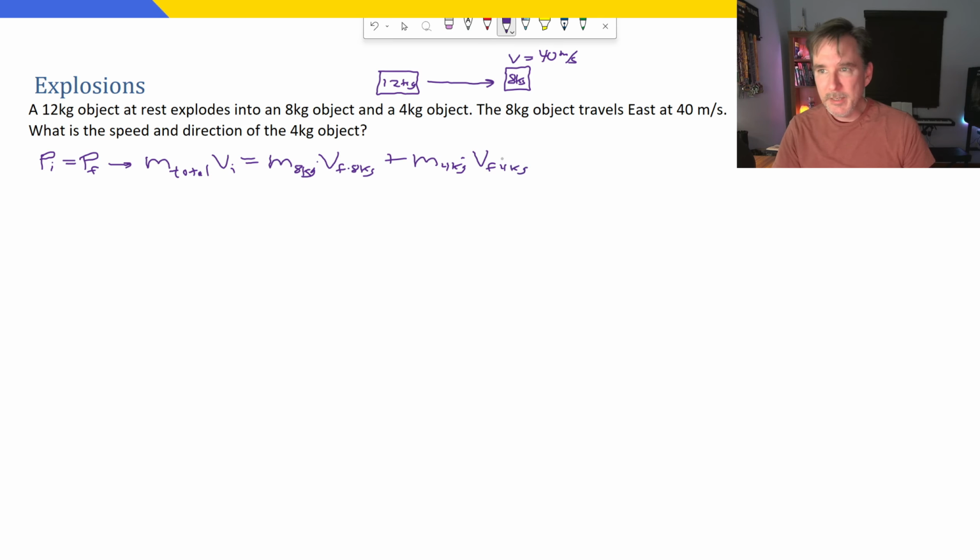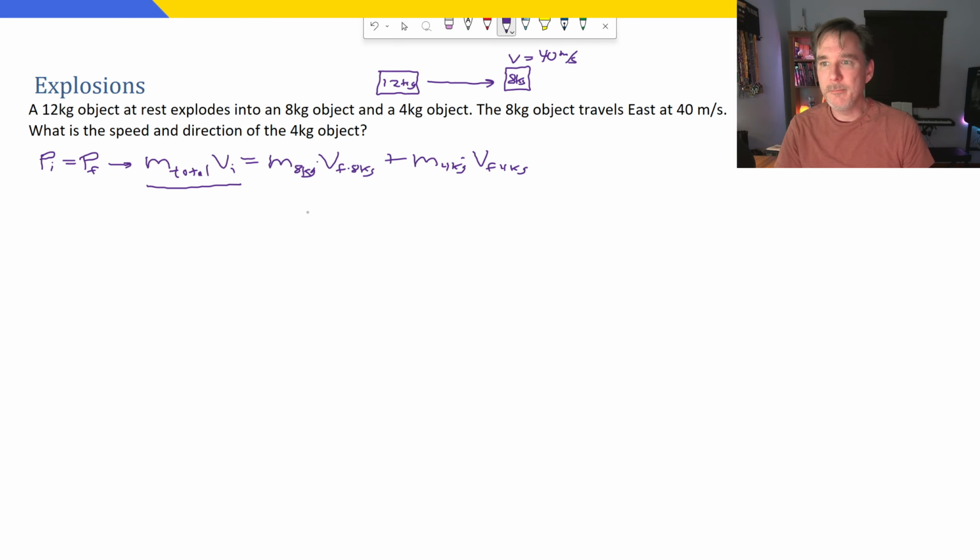Okay, so you see what I did there? I set it up so our starting momentum is the total mass times the initial velocity. It's going to be zero. And then I set that equal to, at the end, where it is broken up into two pieces. It's got its 8 kilogram object with the 8 kilogram object's final velocity, which we know. And we've got our 4 kilogram mass and that object's velocity, which we don't know.